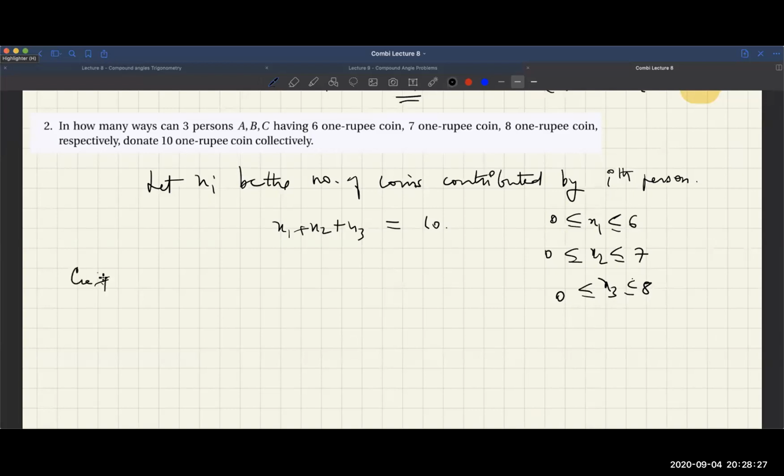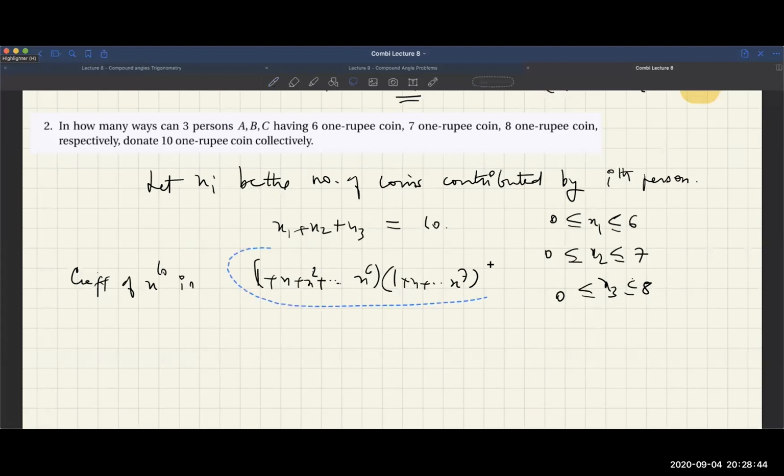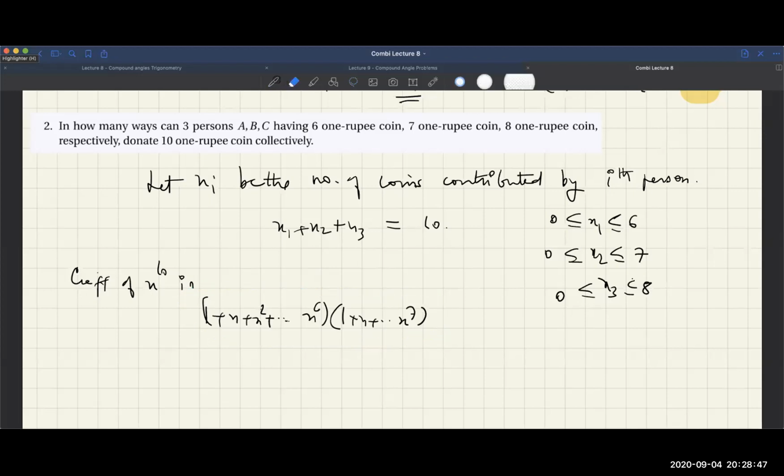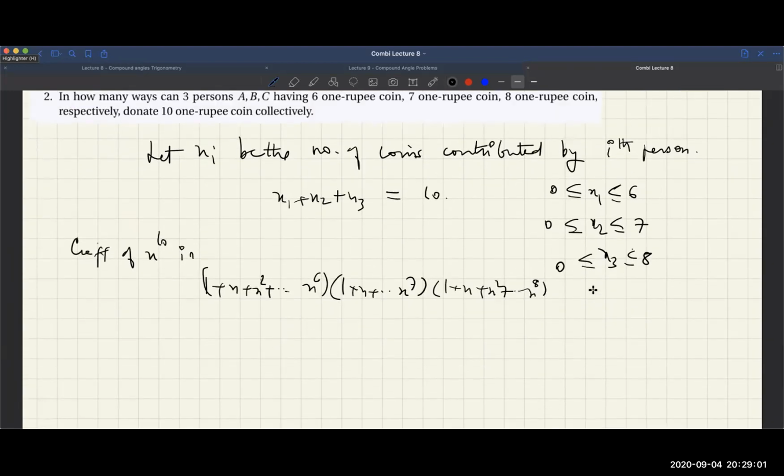So this is the coefficient of x raised to 10 in the expansion of 1 plus x square and so on till x raised to 6. This is the contribution of A. Then 1 plus x and so on till x raised to 7, the contribution of B. Okay, and 1 plus x square and so on till x raised to 8. This is the contribution of C.